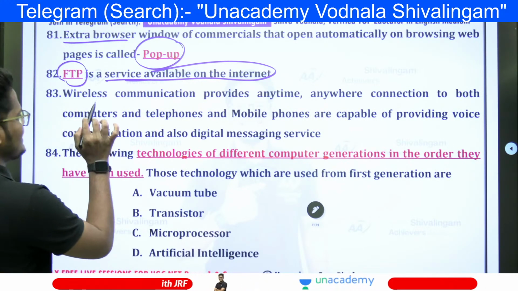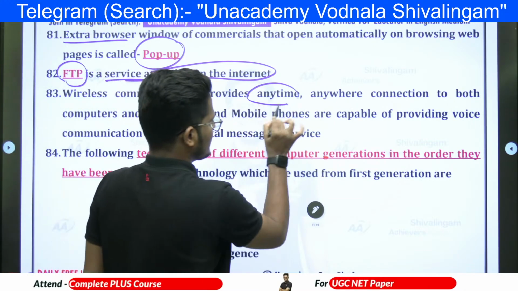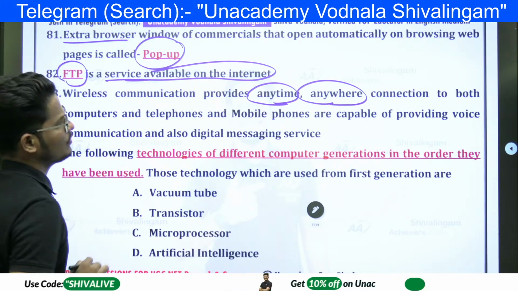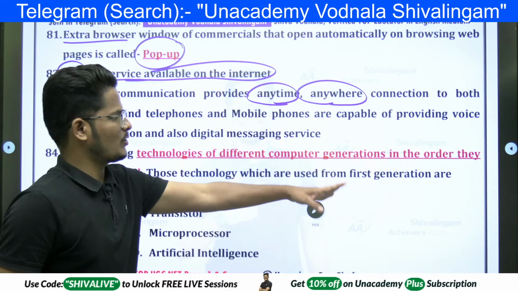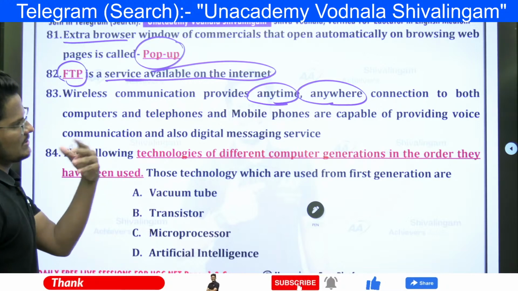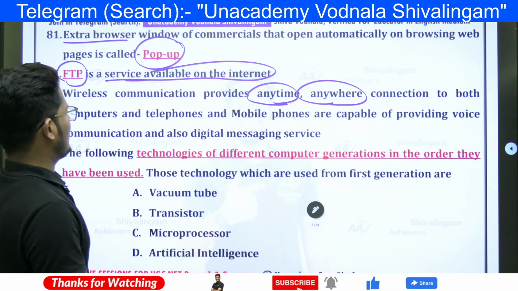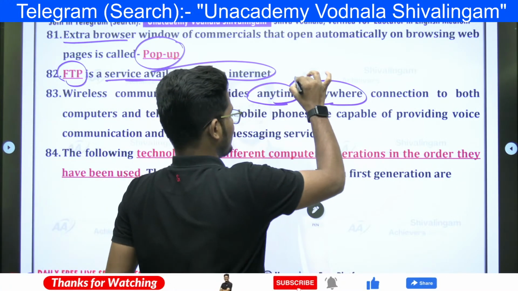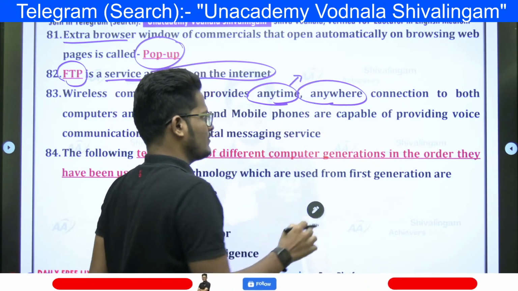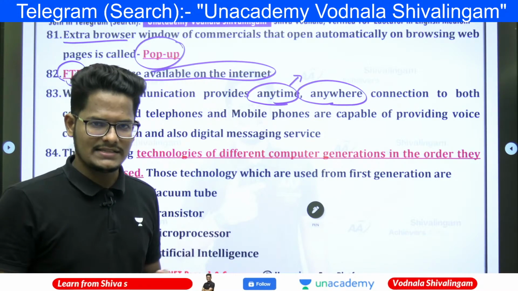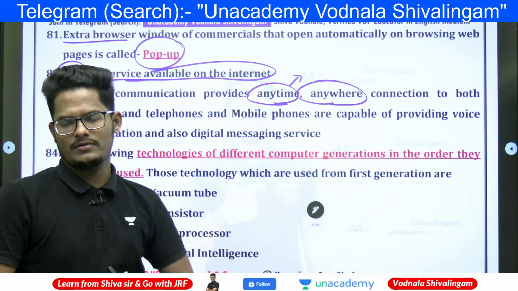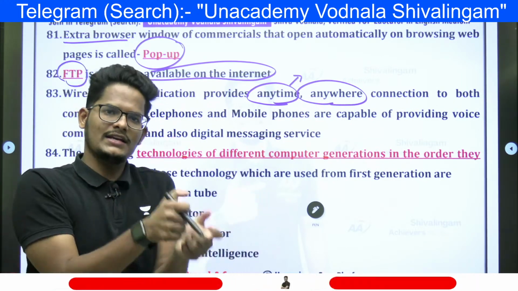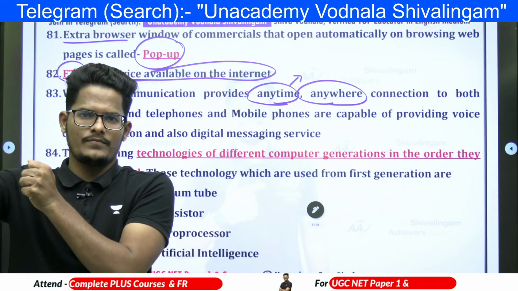Next, wireless communication provides anytime, anywhere connection to both computers, and telephone and mobile phone are capable of providing voice communication and also digital messages. But actually here is one chaotic statement given by the NTA: anytime is okay, but anywhere here must be taken as near to that network. Anywhere is indicating wherever we go, we can just switch on to Wi-Fi if it is available.